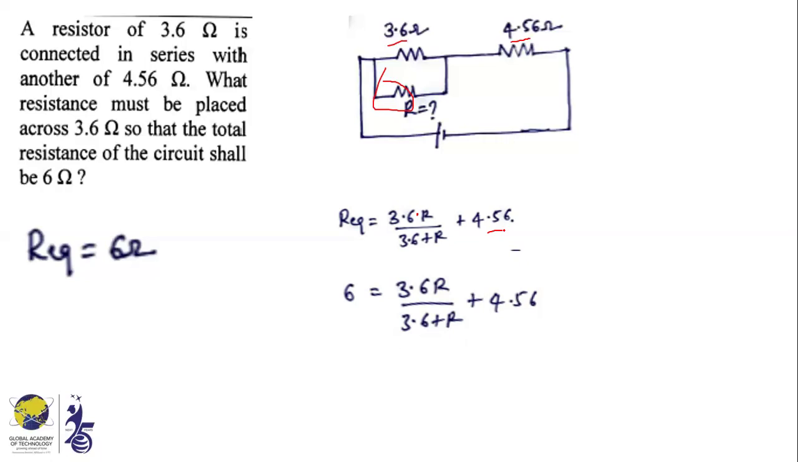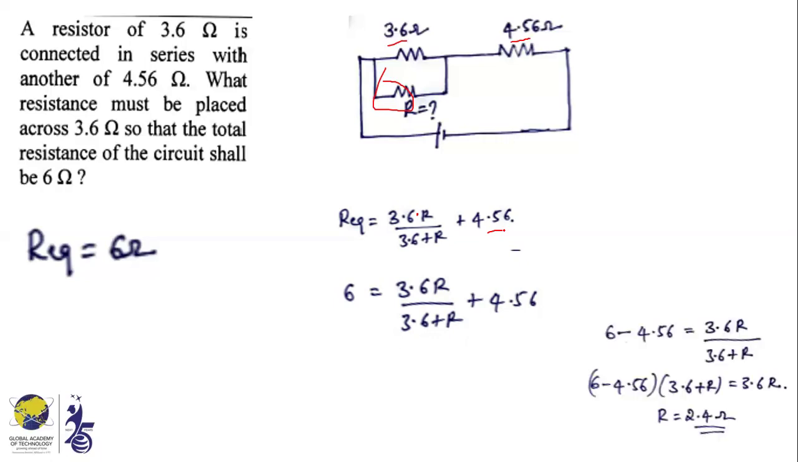Either you can use a calculator or simplify. You'll get the value of resistor as 2.4 ohm. A very simple problem. Understand the problem? Which resistor you are connecting parallel to 3.6 ohm to get the equivalent value of resistor as 6 ohm. Okay.